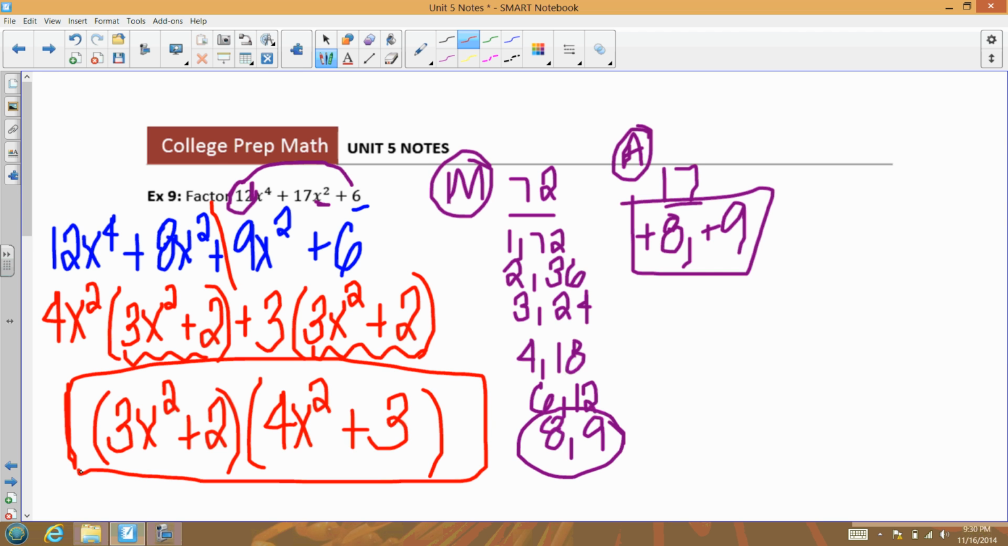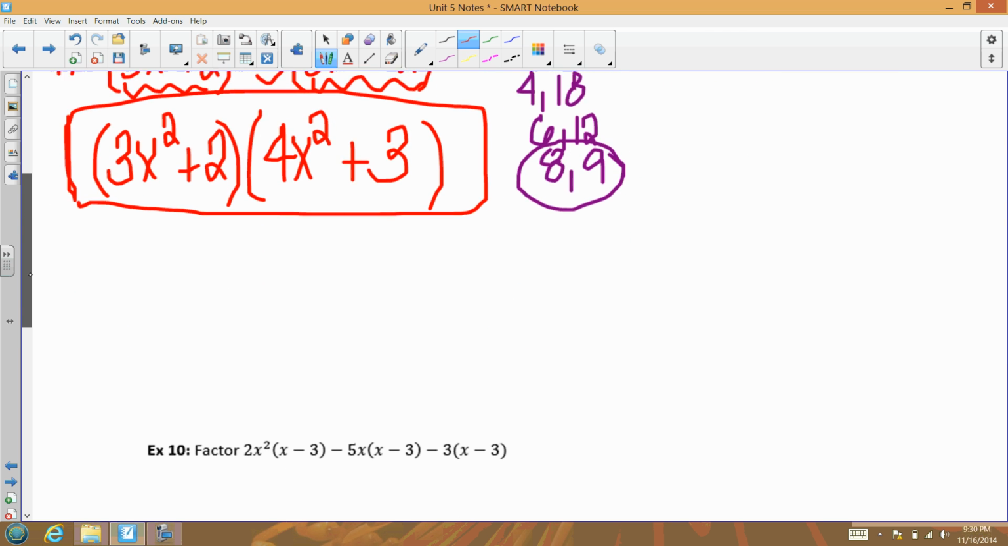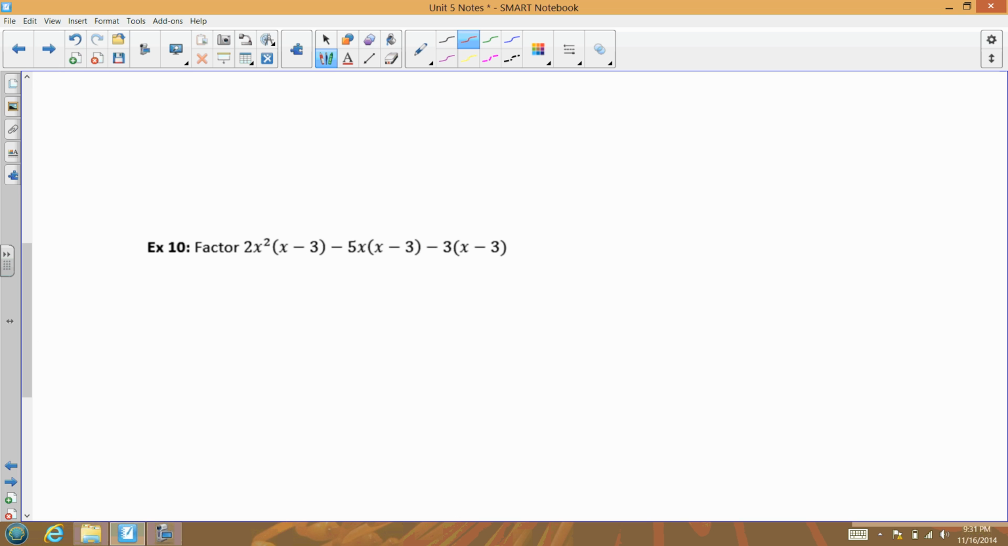And one last example here. So this example here, when you look at this, hopefully you recognize a pattern going on here where I have a binomial that's actually the GCF. So I have an x minus 3 in all of these terms. So the first thing I want to do is a GCF factoring, which means one set of parentheses and pulling out that x minus 3.